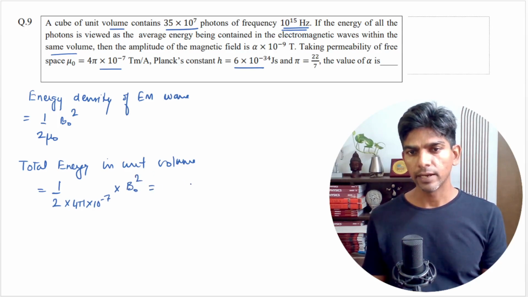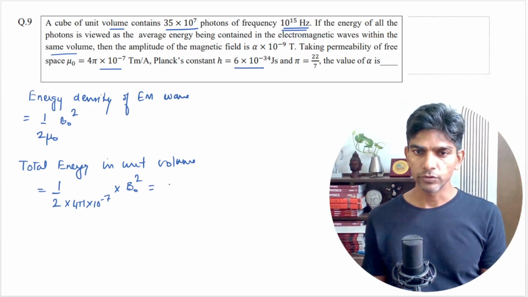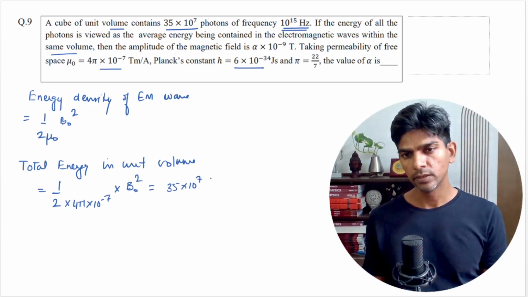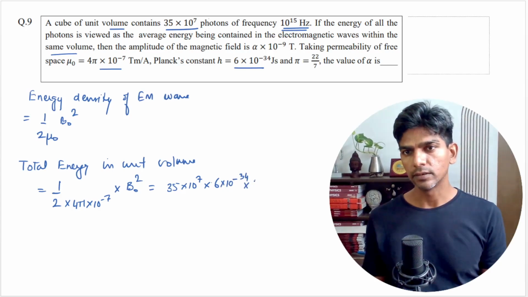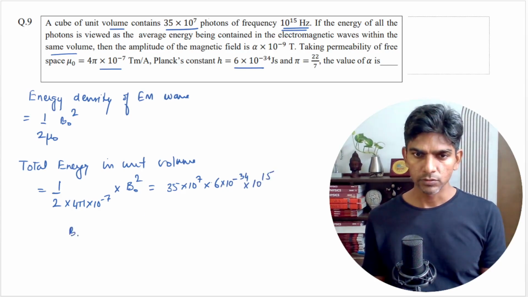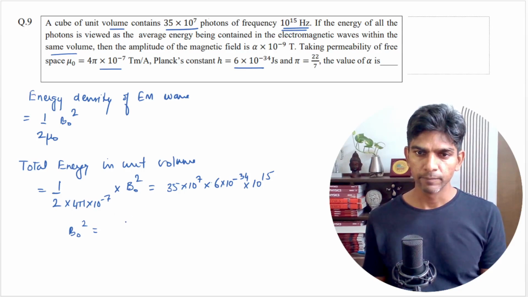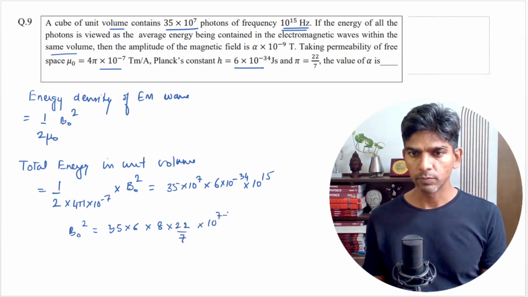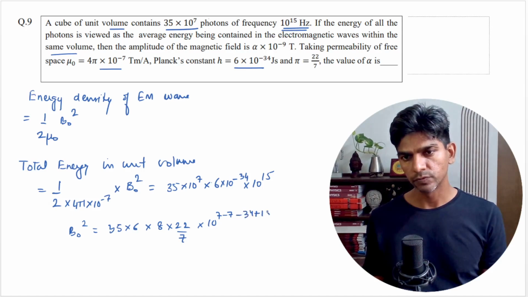So B naught square should be equal to how many photons we have? 35 into 10 raised to power 7 photons. So it will be 35 into 10 raised to power 7 times the energy of one photon, which will be h nu, 6 into 10 raised to power minus 34, and frequency is given as 10 raised to power 15. Now from this, B naught square will be, so we have 4 pi. Let us take it on the other side. So 35 times 6 times 8 times 22 by 7 times 10 raised to power 7 minus 34 plus 15.